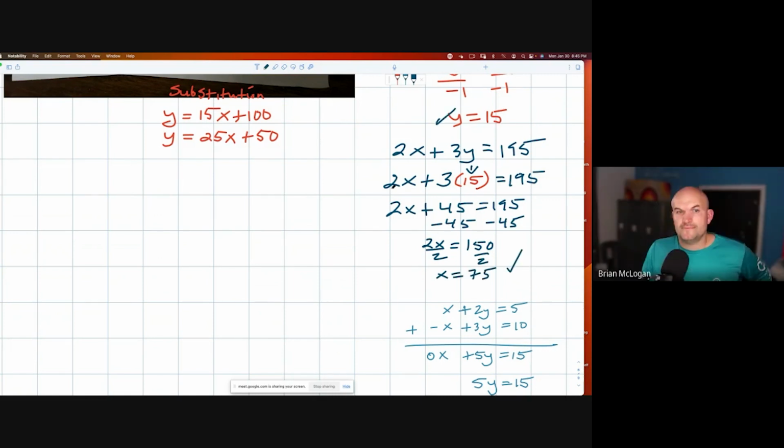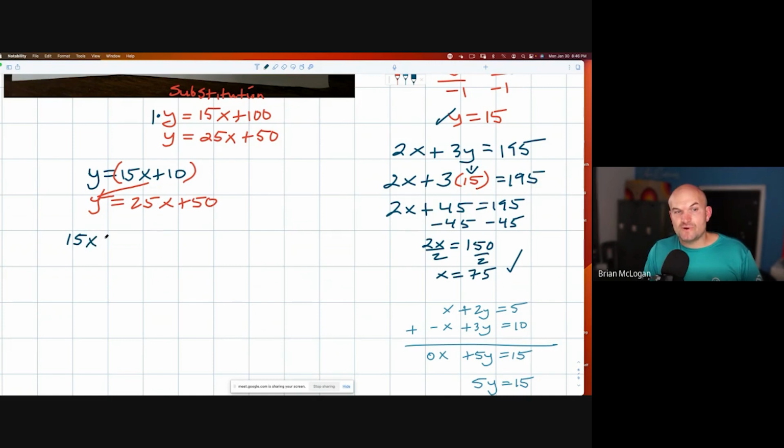Okay. So this next one, I wouldn't do elimination here, and this is what would be my key point. Whenever you have a 1 in front of a variable, you can just use substitution. So you know y is equal to 15x plus 10, and you already have y is equal to 25x plus 50. So I would just take one of those expressions for y and plug it into the other equation. This is what we call the substitution method.